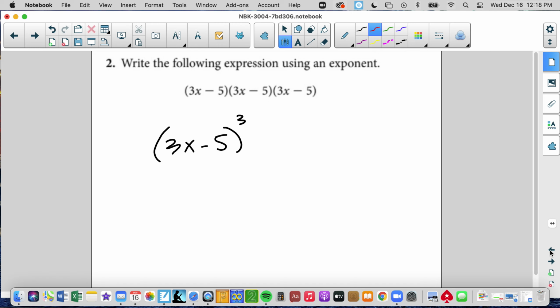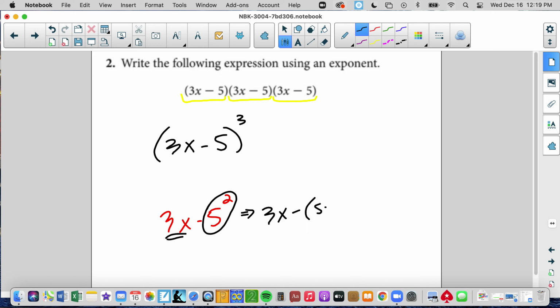So since these are identical quantities, that's the quantity of 3x minus 5, that's the quantity of 3x minus 5, and that's the quantity of 3x minus 5. That would be your base, and we would have to write it with parentheses. The other wrong answer would be 3x to the -5 to the 2nd. What that's doing, that's wrong because you're squaring the 5 and then you're subtracting it from 3x. So this would be equal to 3x minus 5 times 5. And that's not what this says up here. So this is wrong. This is correct.